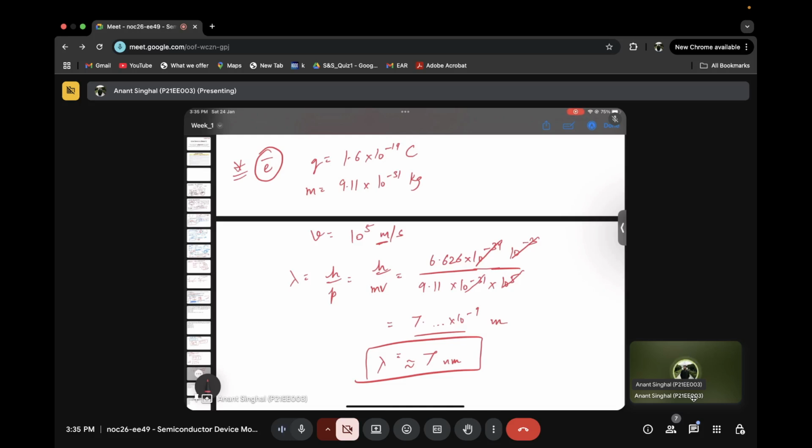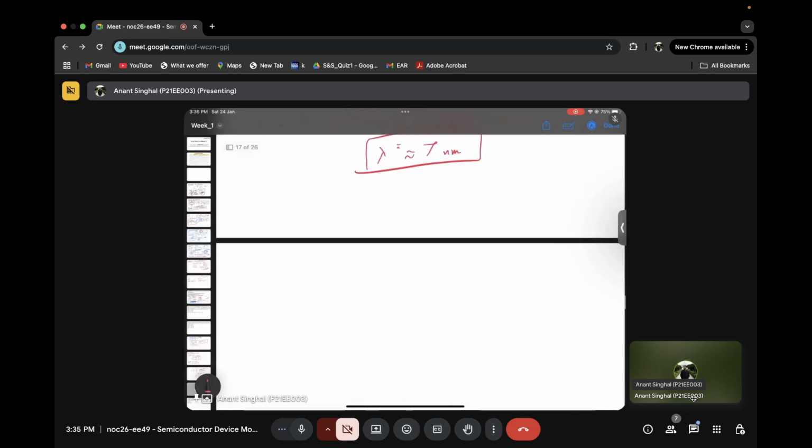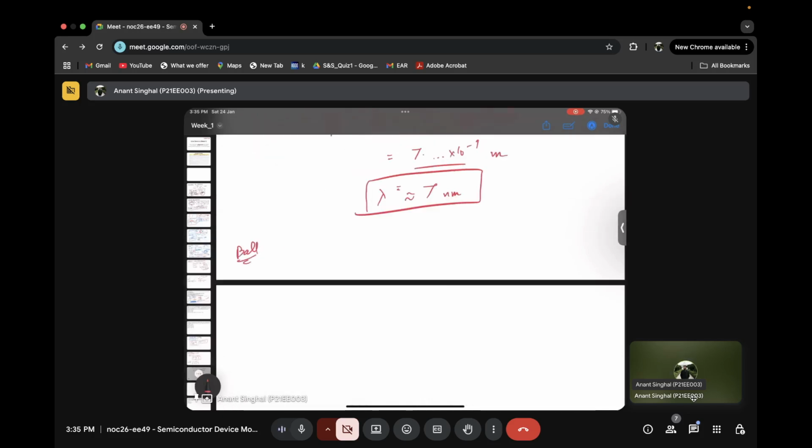And at the same time, if I consider, let's say, an example of a tennis ball, the cricket ball that we play with, let's say it has a mass of 50 grams or something, that is 0.05 kg. And let's say we are throwing it, because it cannot attain a very high velocity, let's say the velocity is approximately 50 meter per second. Now, if I try to find the wavelength, then it will be 6.626 times 10 to the power minus 34 by mv. So mass is 0.05 and then velocity is this.